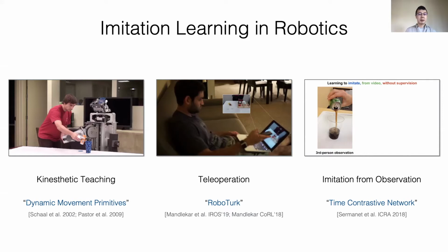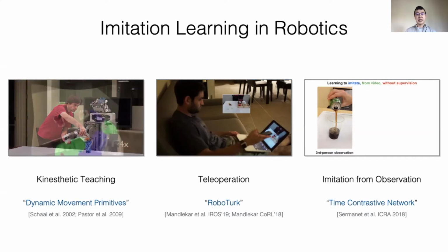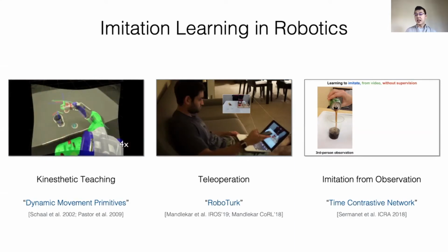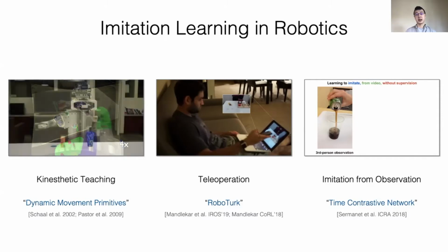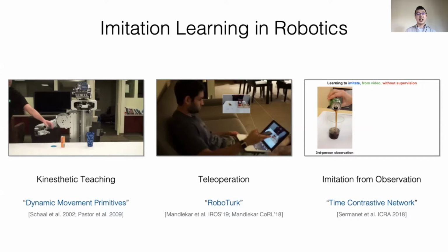So here I'm highlighting three main categories of methods for collecting such human demonstrations. The first is kinesthetic teaching, where the human demonstrators physically guide the robot to perform a task and collect trajectory level information for learning. This is showing you an example of a trajectory learning method called dynamic movement primitives, developed by Stefan Schaal and Peter Pastor on learning these primitives on a PR2 robot.